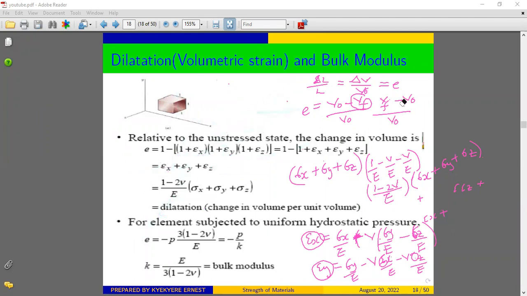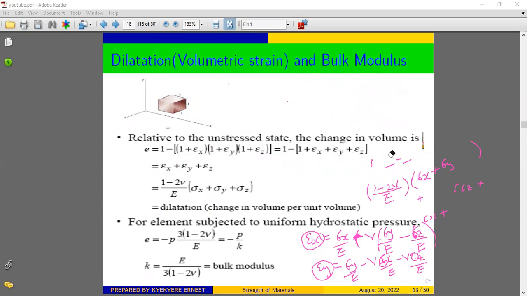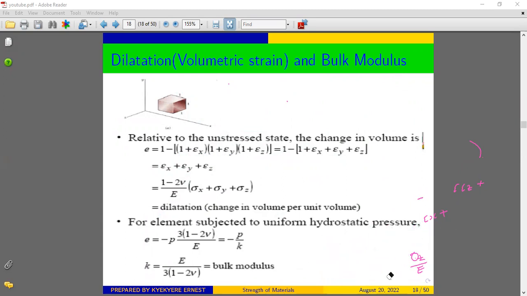Now, let's take it that this whole cuboid, which we have on our screen, is subjected to a uniform hydrostatic pressure in all directions. When we talk about hydrostatic pressure, let's take it that this thing is immersed in water. Then the water is going to compress all the sides equally. So we are saying that hydrostatic pressure is equal. And we know that stress is equal to the force over the area, and this is the same as the pressure.